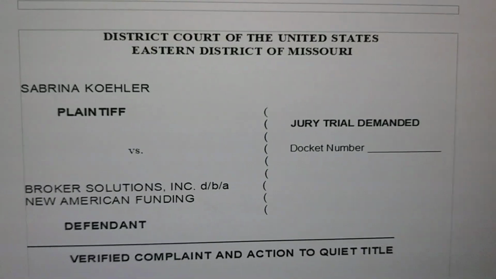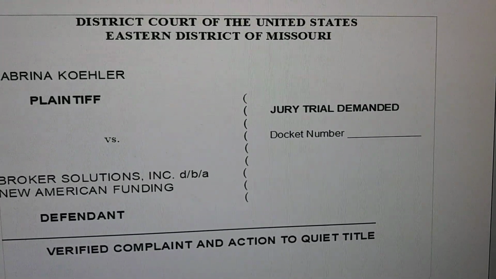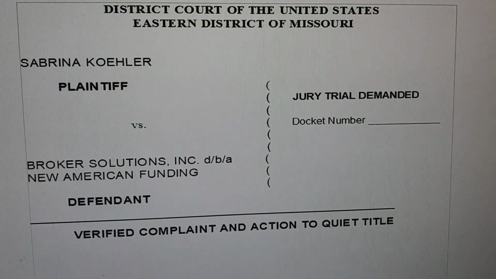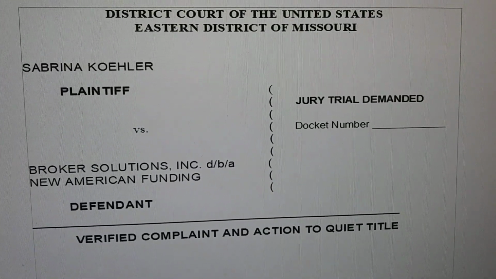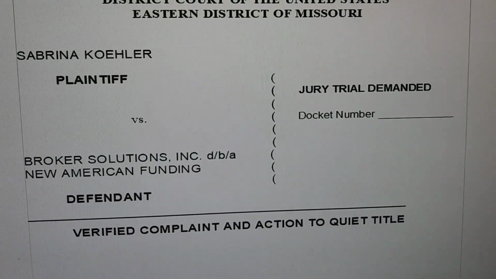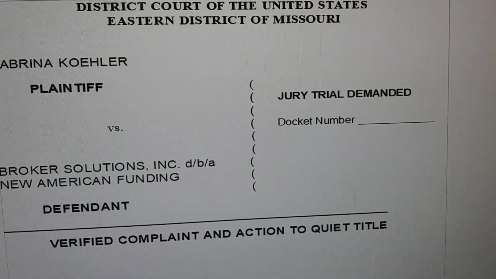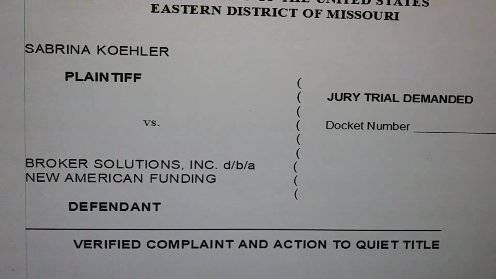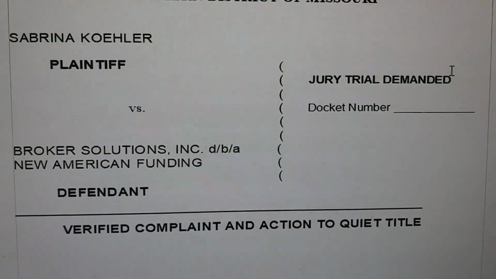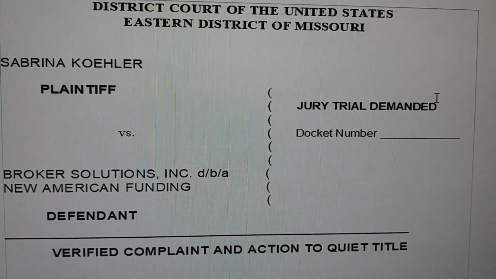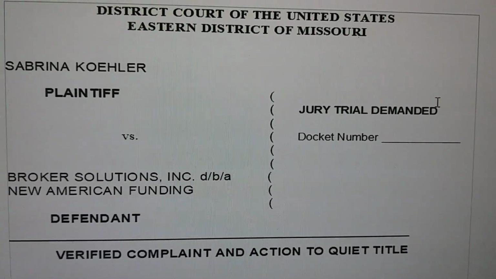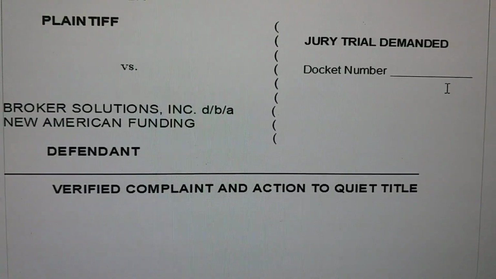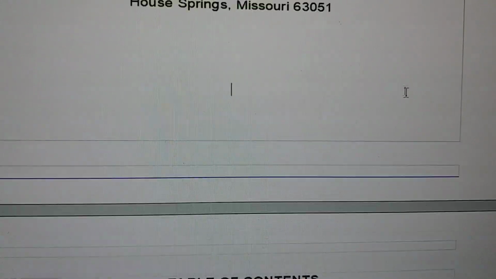There's the heading for the court, and you can see she's in the Eastern District of Missouri, has her name as plaintiff. It has the opposing side there, Broker Solutions, doing business as New American Funding, and it has a place for the docket number to be put, right here. Jury trial demanded, verified complaint and action to quiet title, and the font that we use is Times New Roman, or you can use Arial, either or. The 14 point for the headings and 12 point for the regular text, and it is double spaced.